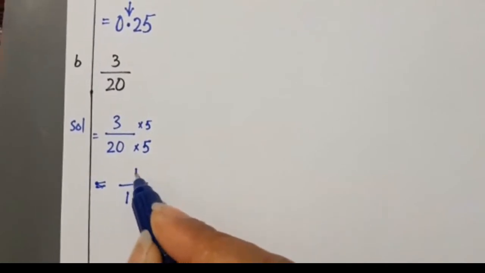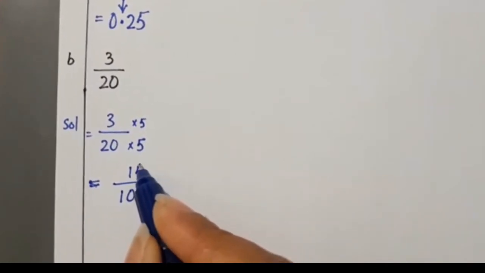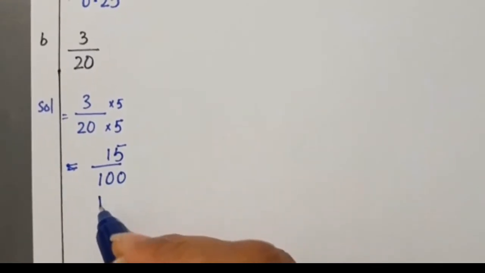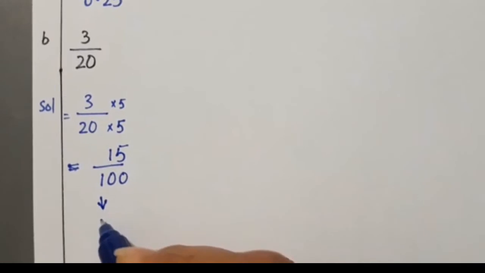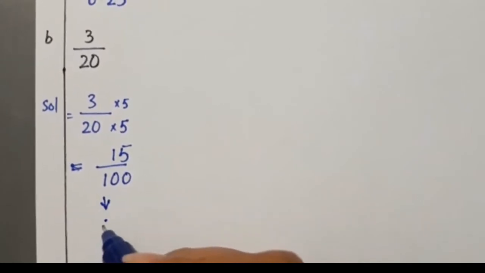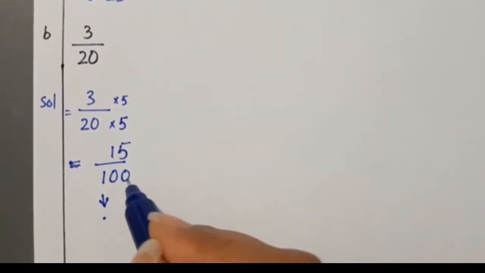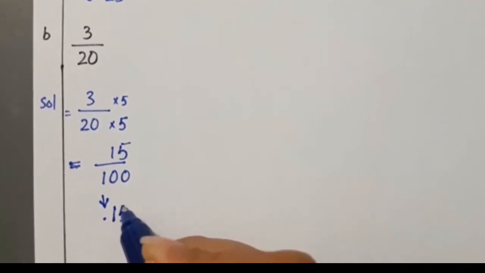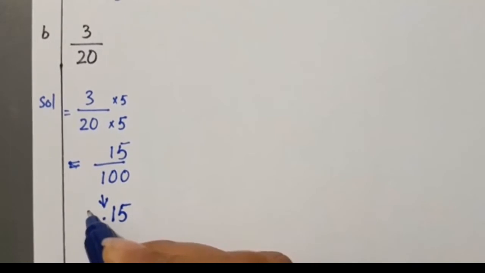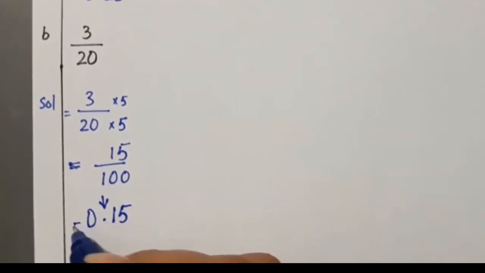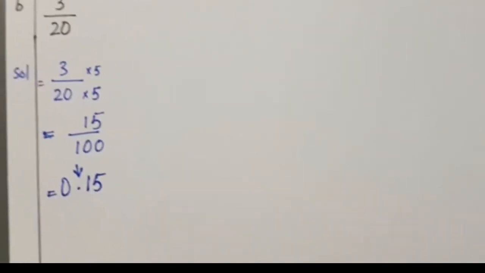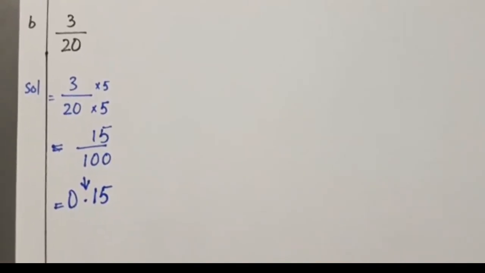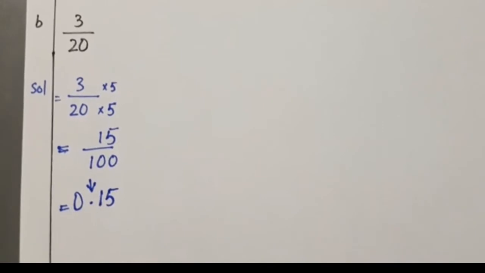3 5s are 15. As this fraction has 2 zeros and there are 2 digits in the numerator, I can turn it into the decimal very easily. 1 will turn into the point, and as it has 2 zeros, I can write 1 and 5 of the numerator. Okay, and it is not looking good, so I have written 0 over here. Now 3 by 20 in decimal is 0.15. Let's do the next part.